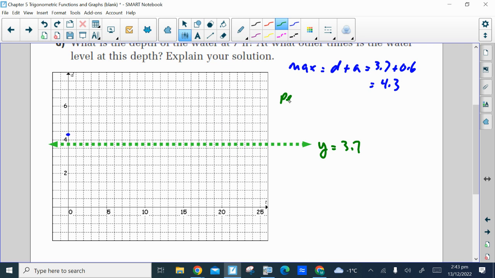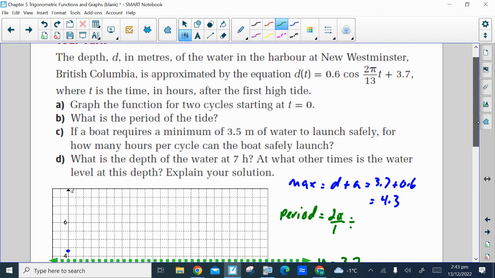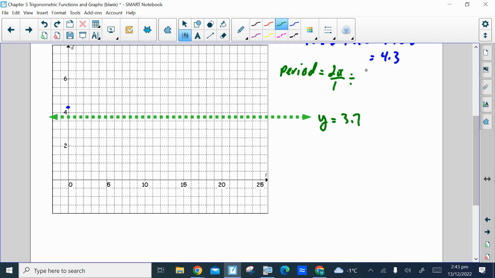Our period is found by going 2 pi divided by our B value, which in this case is 2 pi over 13. To divide by a fraction, we multiply by the reciprocal. The 2 pi's cancel, and you're just left with 13. So the last equation said the period was 12 hours. This equation says the period is 13 hours.